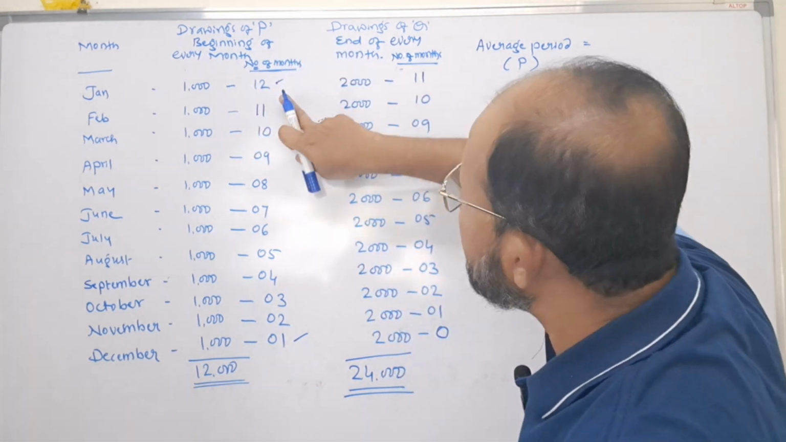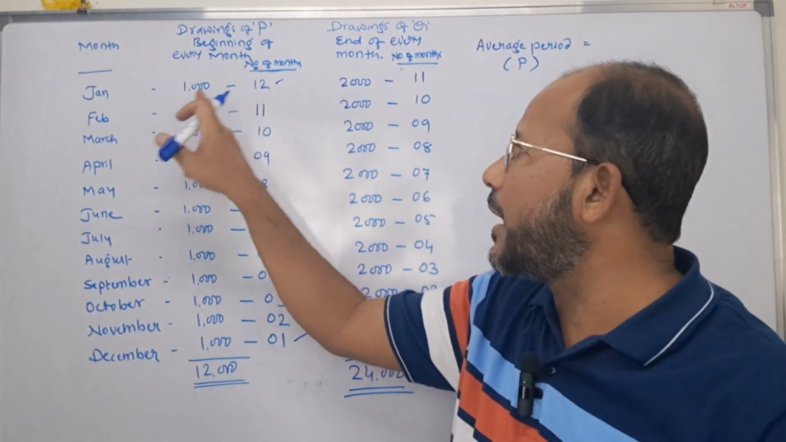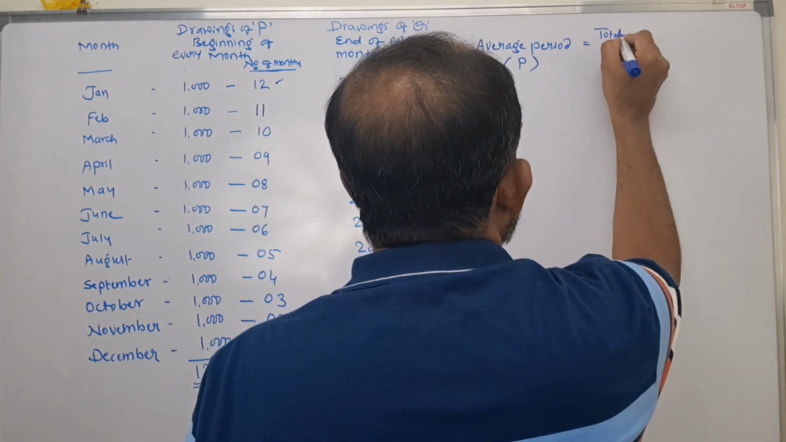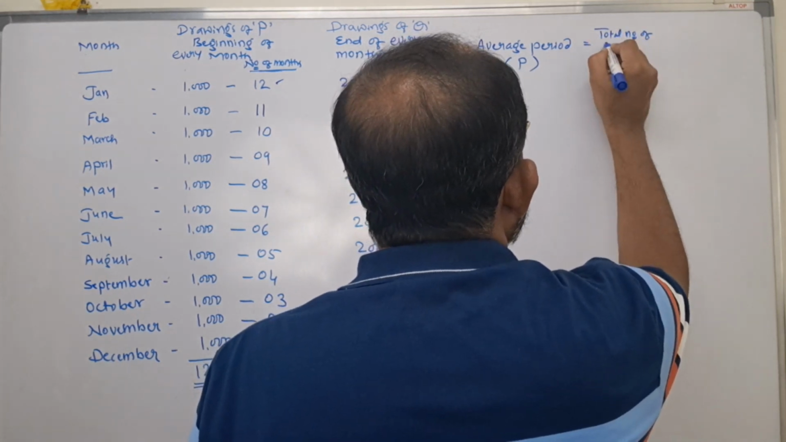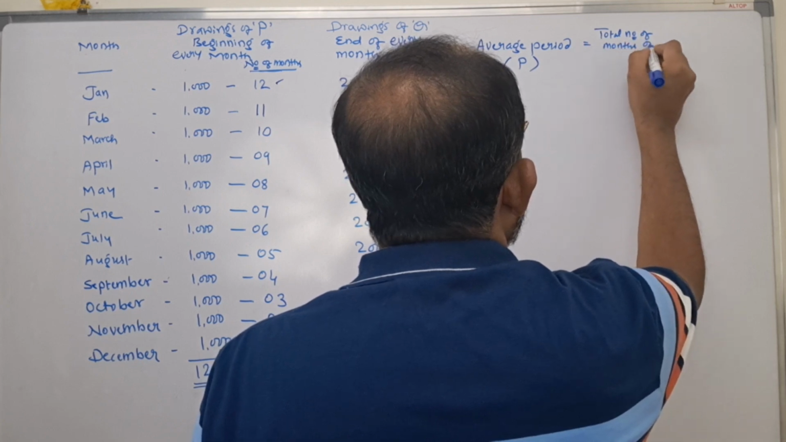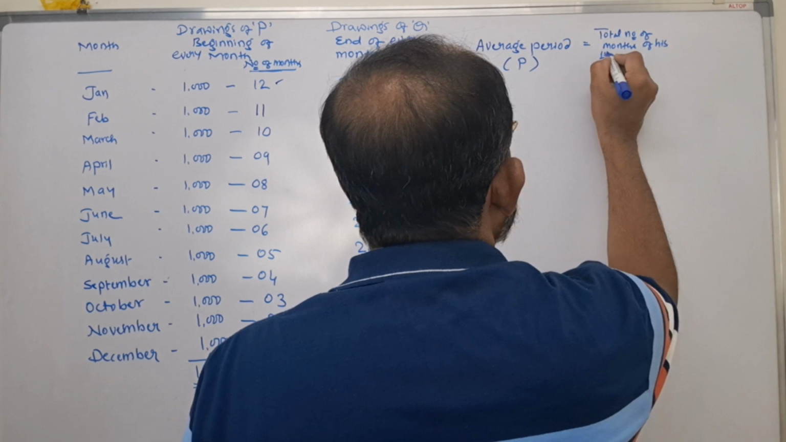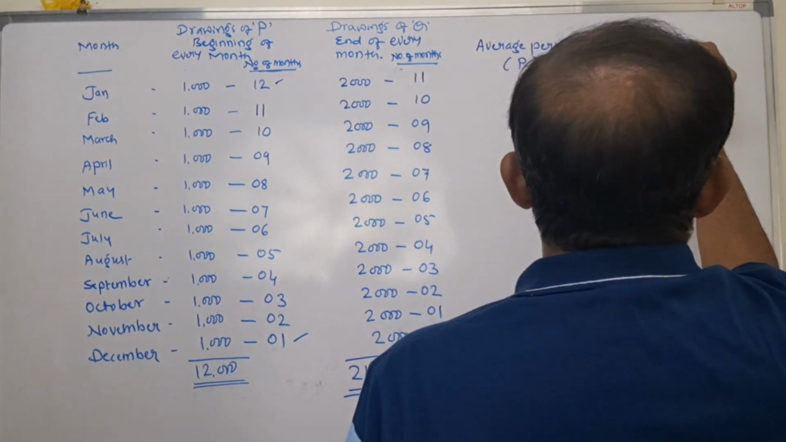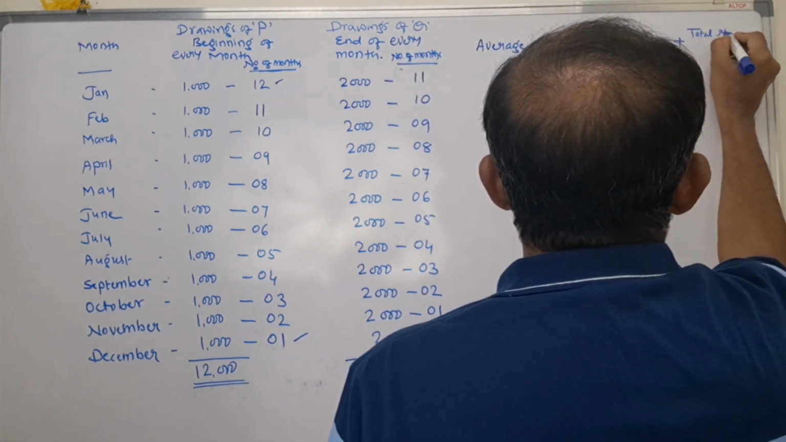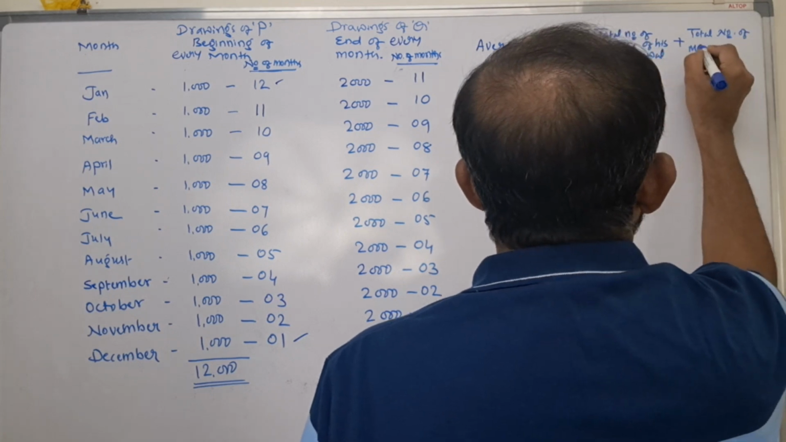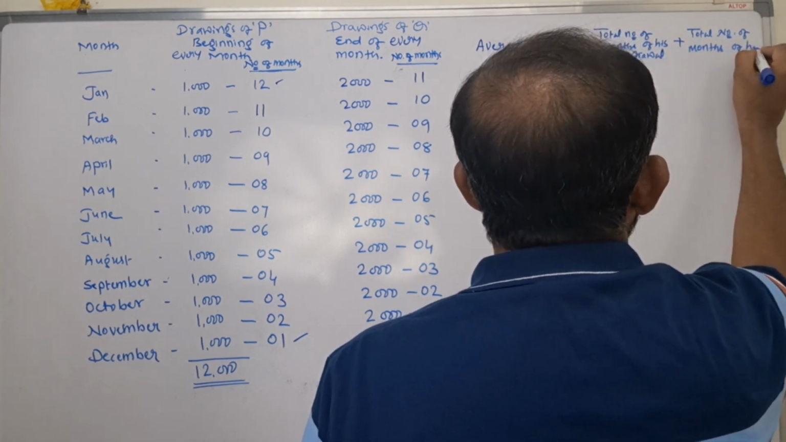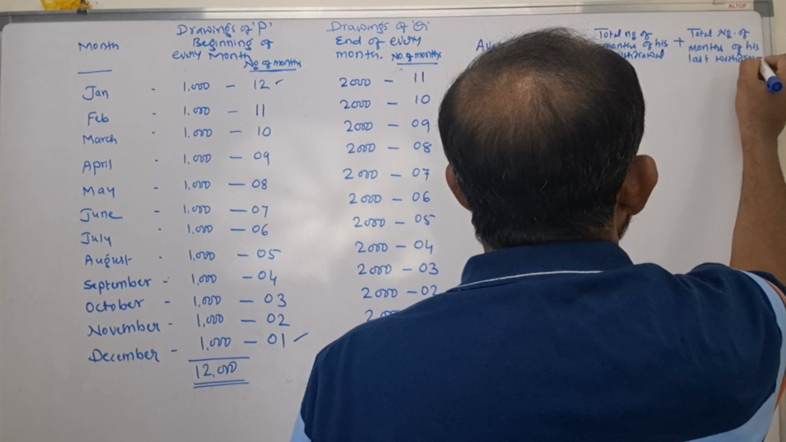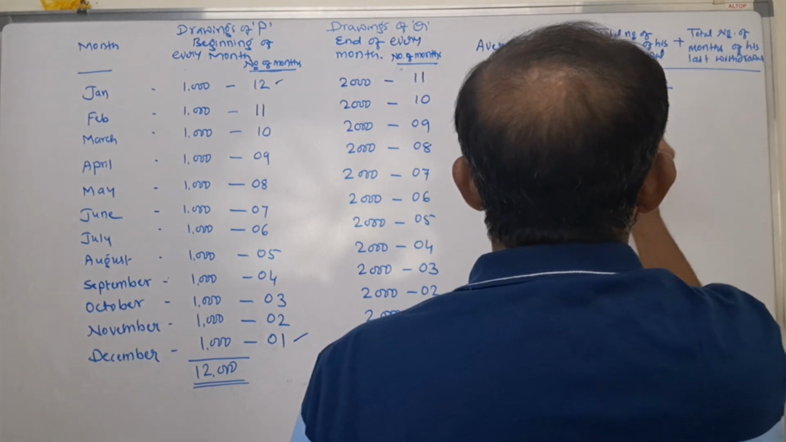Just you see, first you have to take the total number of months for which the interest is to be calculated on his first drawing. That is why here I am going to write: total number of months of his first withdrawal plus total number of months of his last withdrawal, is to be divided by 2.